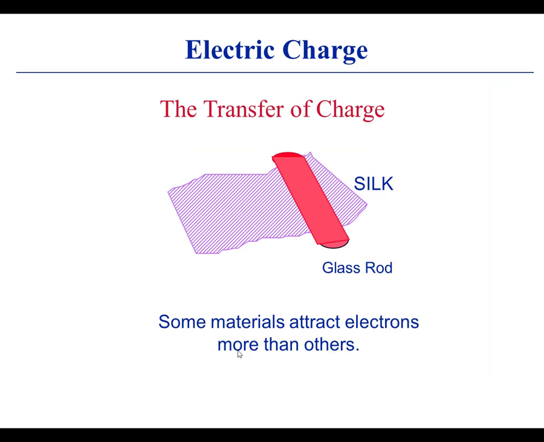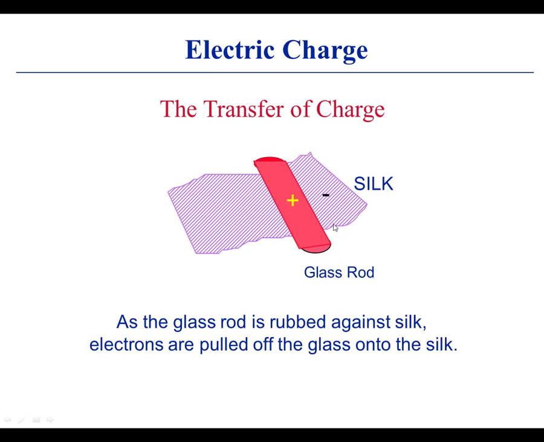For example, what about electric charge? In nature we observe the transfer of charge. Let's consider the silk and the glass rod. If the glass rod is rubbed against silk, electrons are pulled off the glass into the silk. This is the main property of matter. You know the structure of the atom. The atom contains a nucleus, which consists of protons and neutrons, and around the nucleus rotate electrons. The nucleus has positive charge, and the electrons are charged negatively.